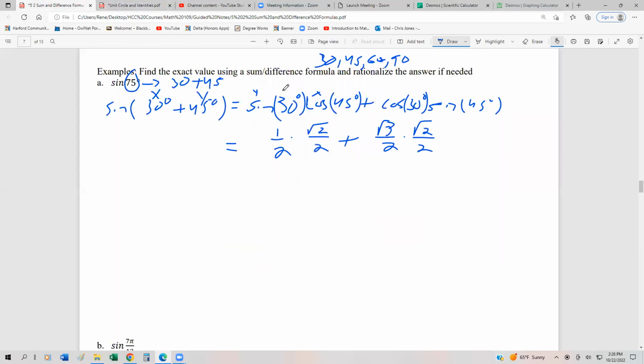All right, so now we go ahead and simplify this. 1 times root 2 is just going to be root 2. Root 3 times root 2 is root 6. And then in the denominator, 2 times 2 is 4.